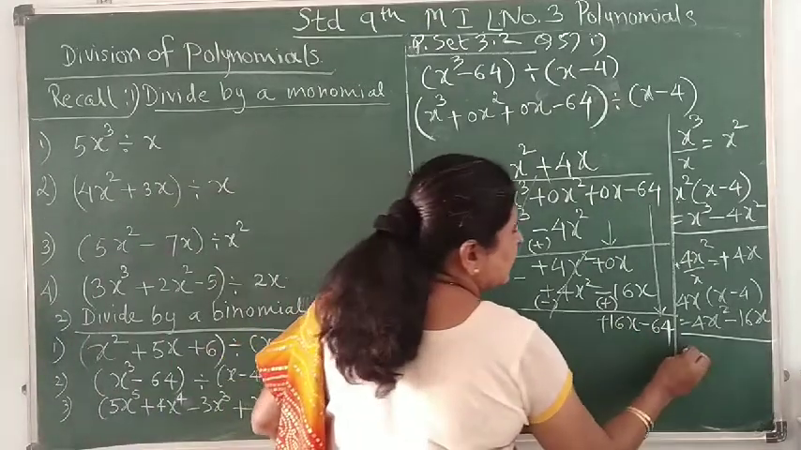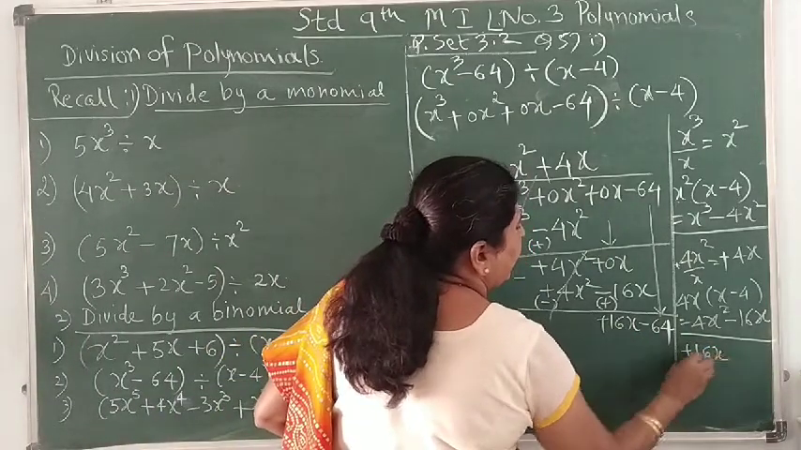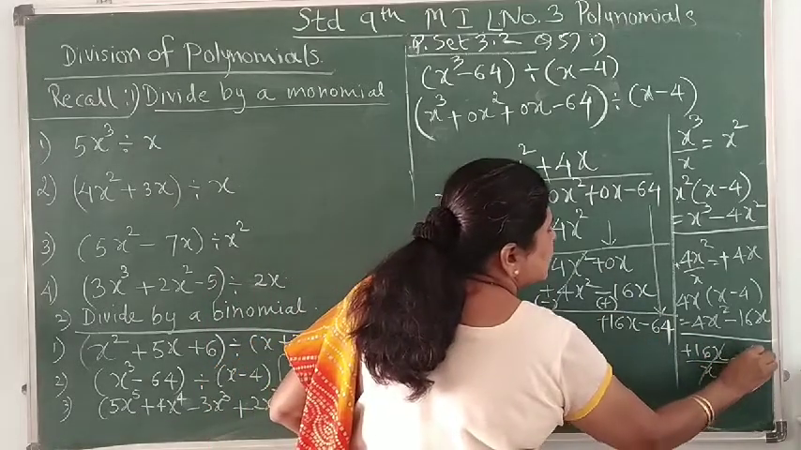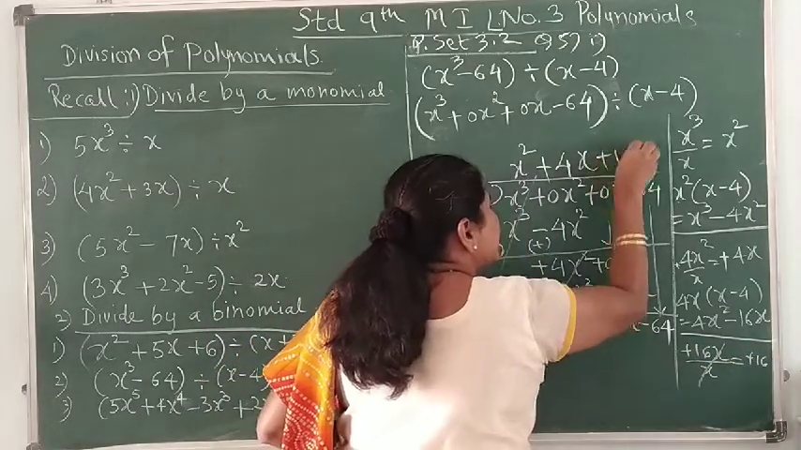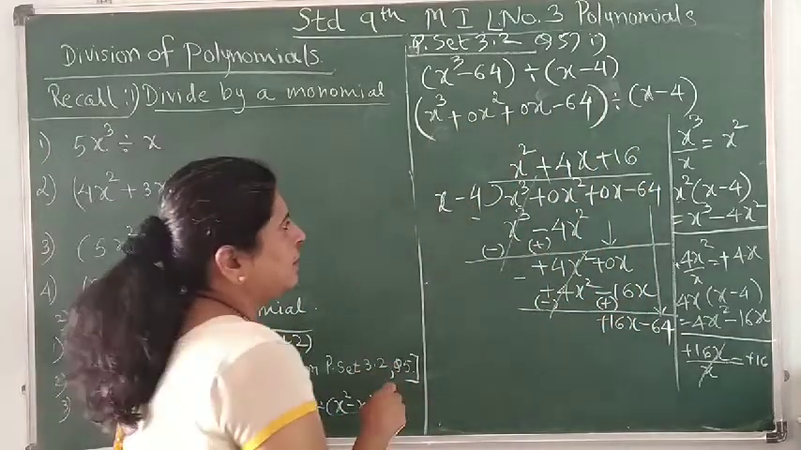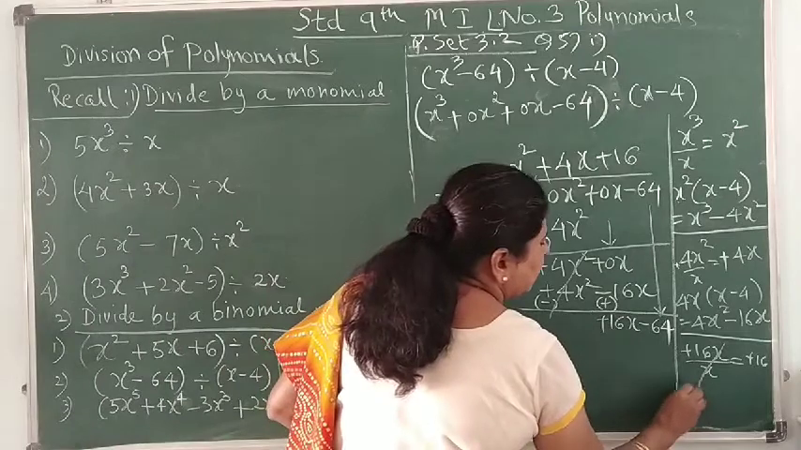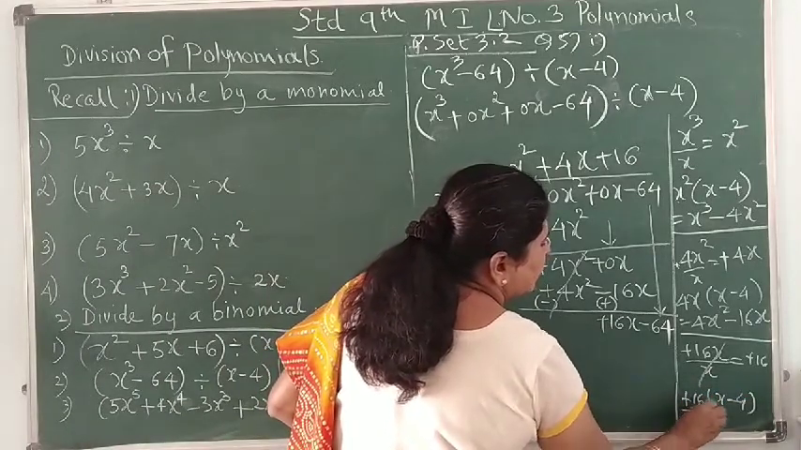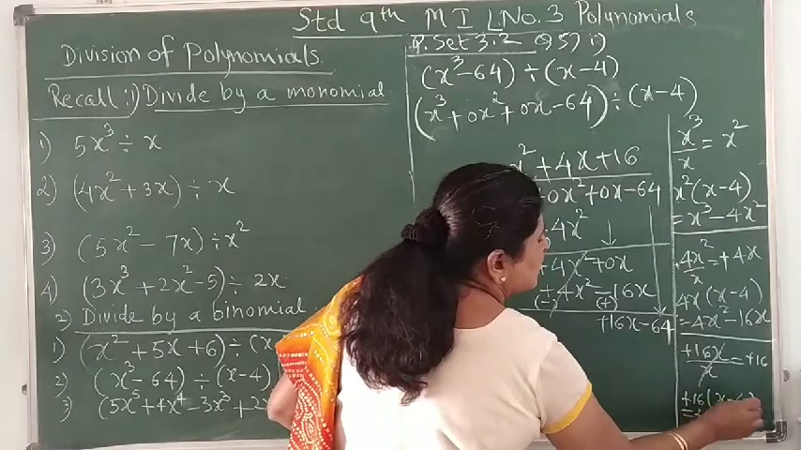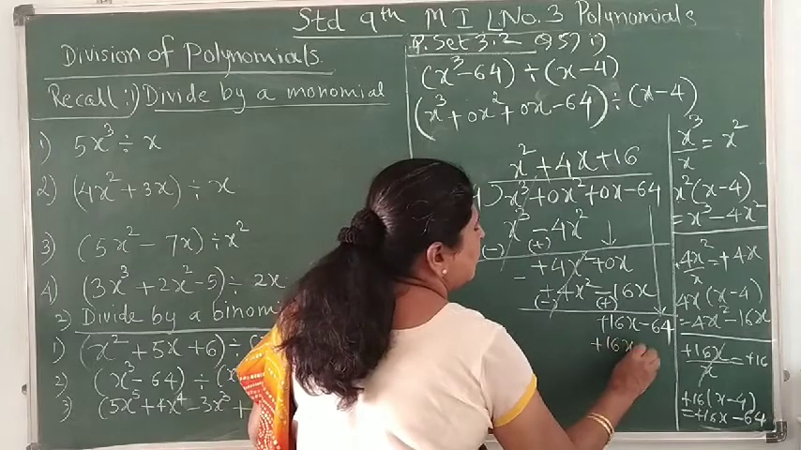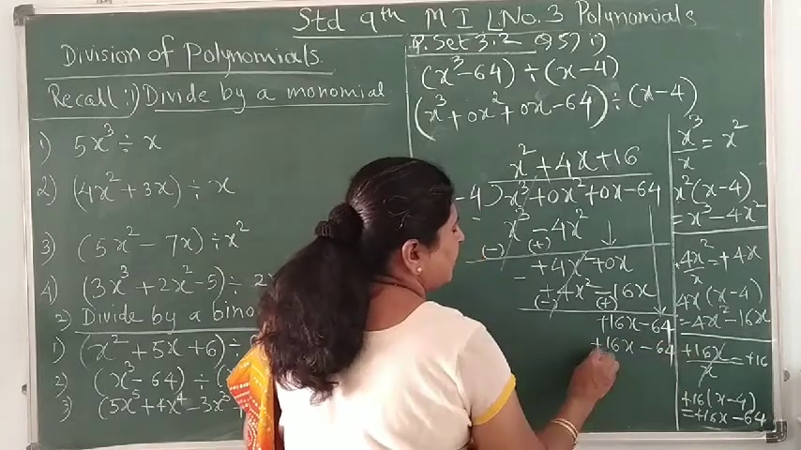This plus 16x, this is the first term. Divided by x, x will get cancelled. We'll get plus 16. So this plus 16 is going to be the third term of your quotient. Now plus 16, if you multiply to x minus 4, the product is plus 16x and minus 16 4s are 64. So plus 16x minus 64 is your product.